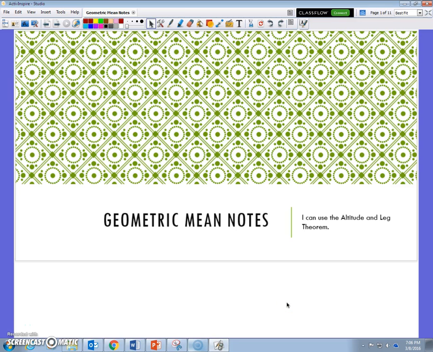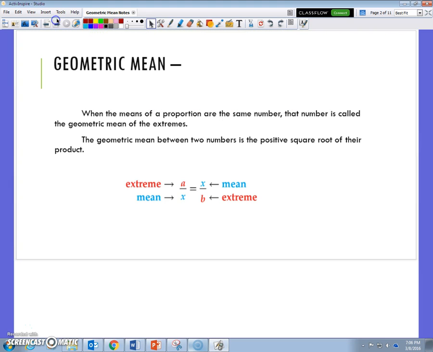Alright, this is Mr. Gilliam, and today we're going to learn about the geometric mean. And that's going to lead us into the altitude theorem and the leg theorem. Let's get started right away.